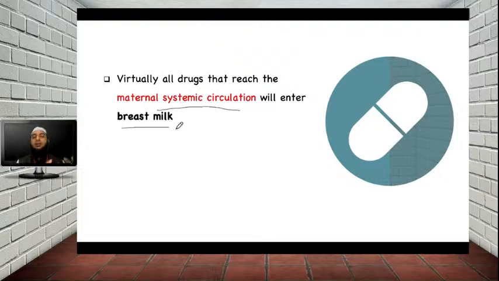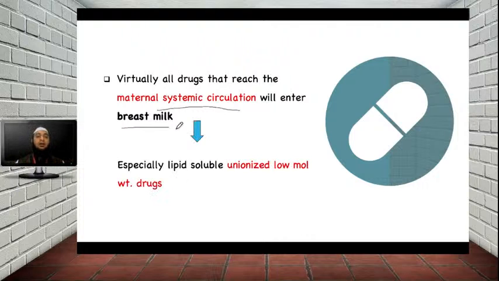But here the property of the drug plays a very vital role. For example, if the drug is lipid soluble and present in unionized form. There are three properties I am mentioning here. The first property is lipid solubility, so the drug must be lipid soluble in nature. The second property is that the drug must be in unionized form.